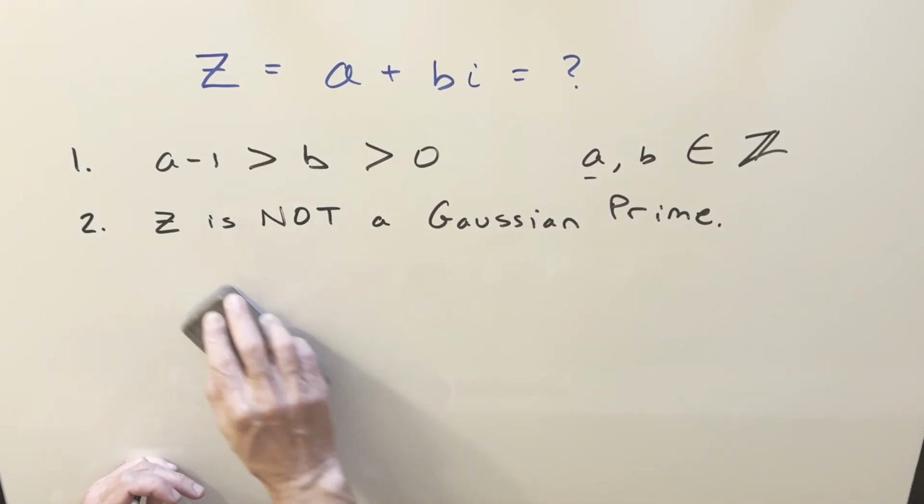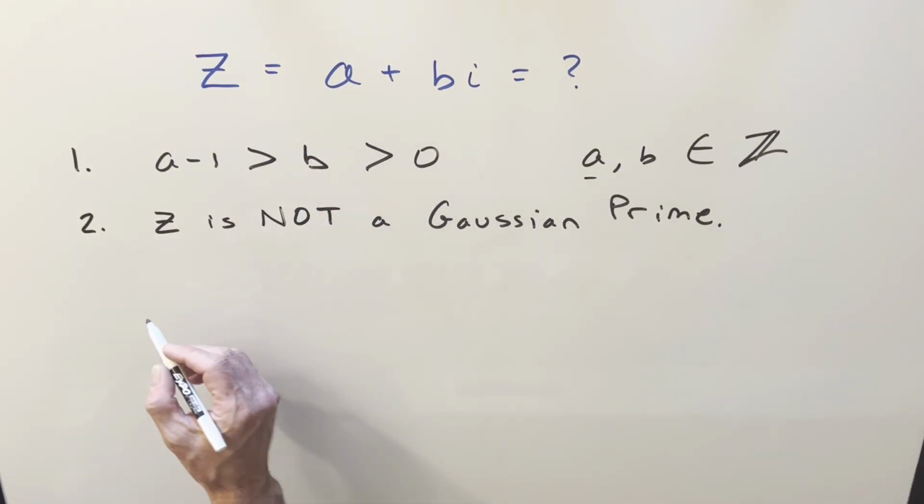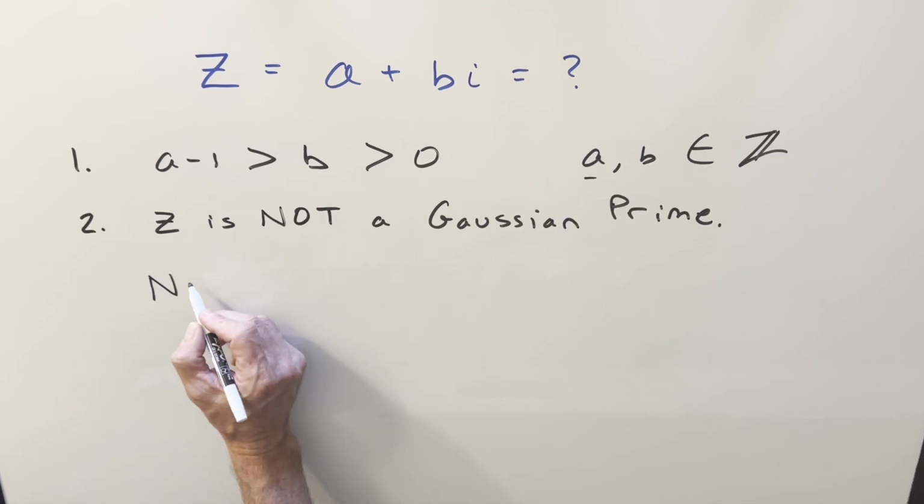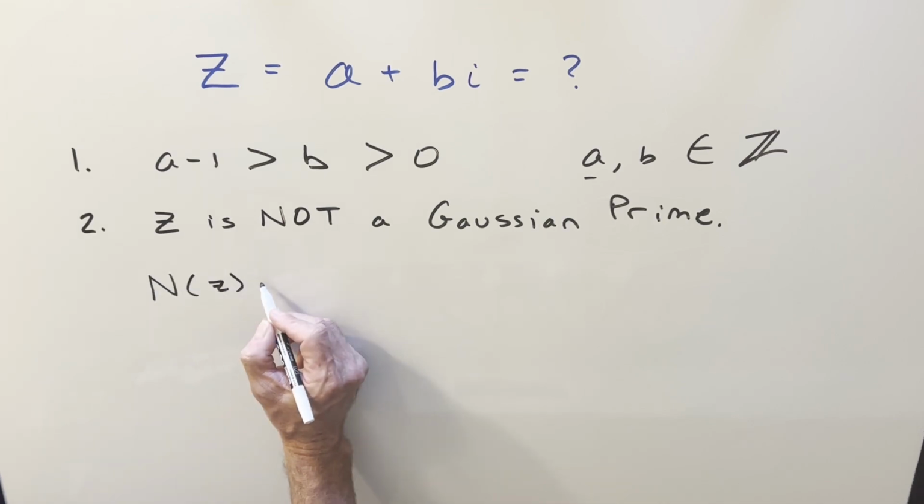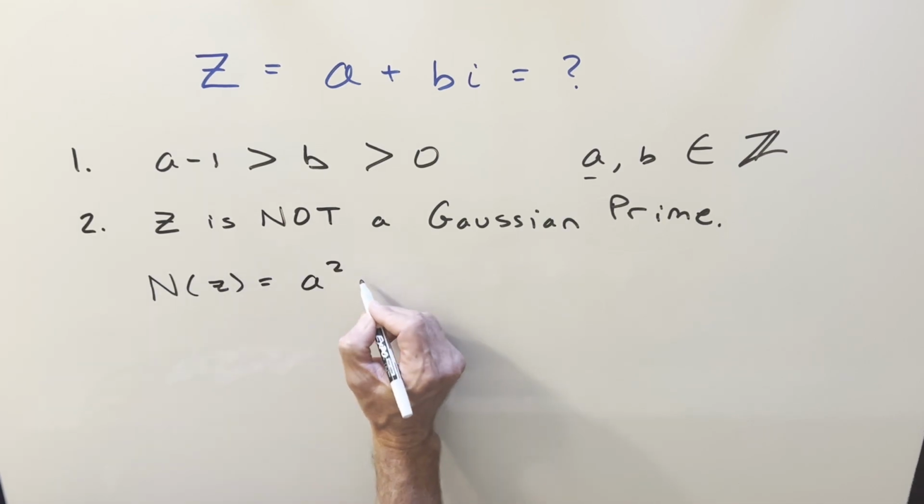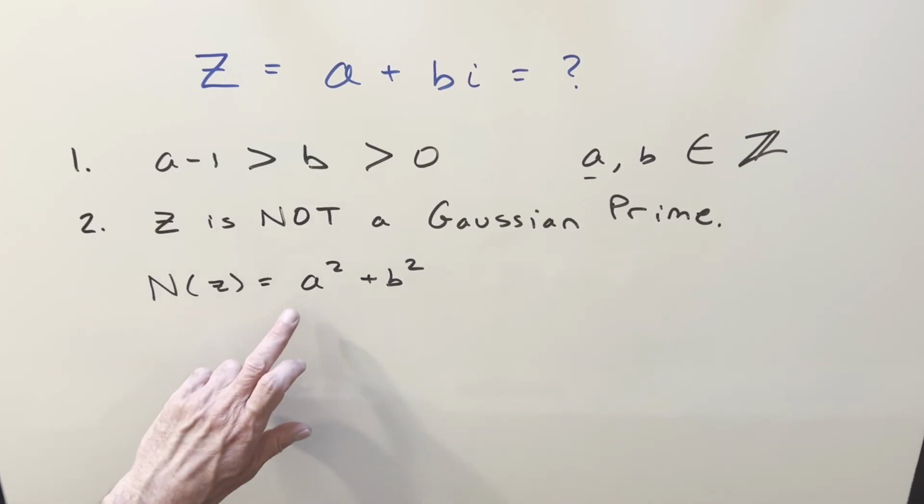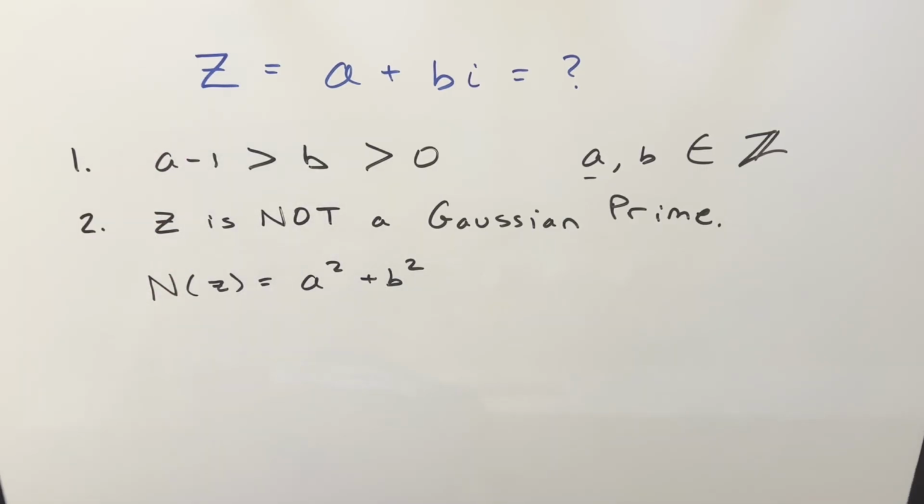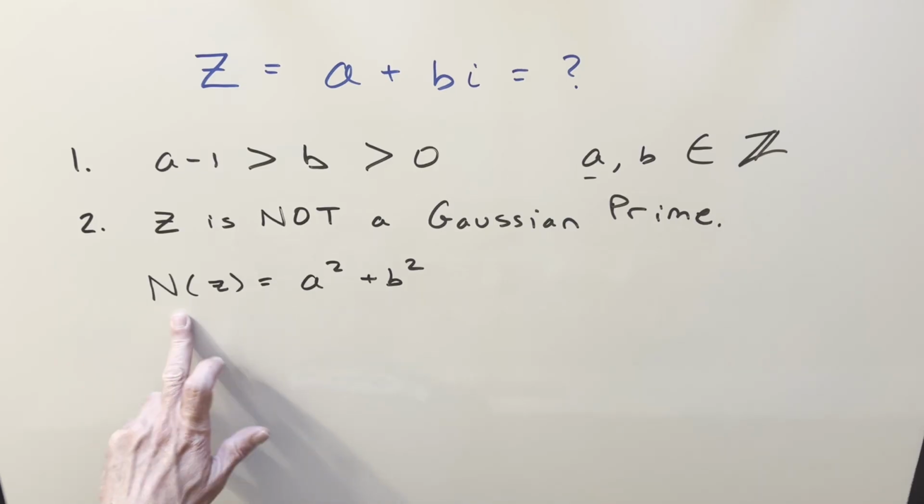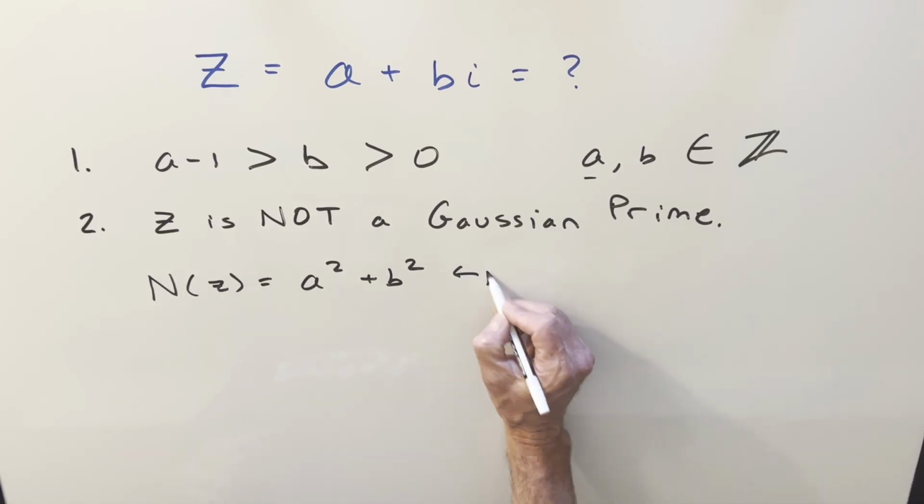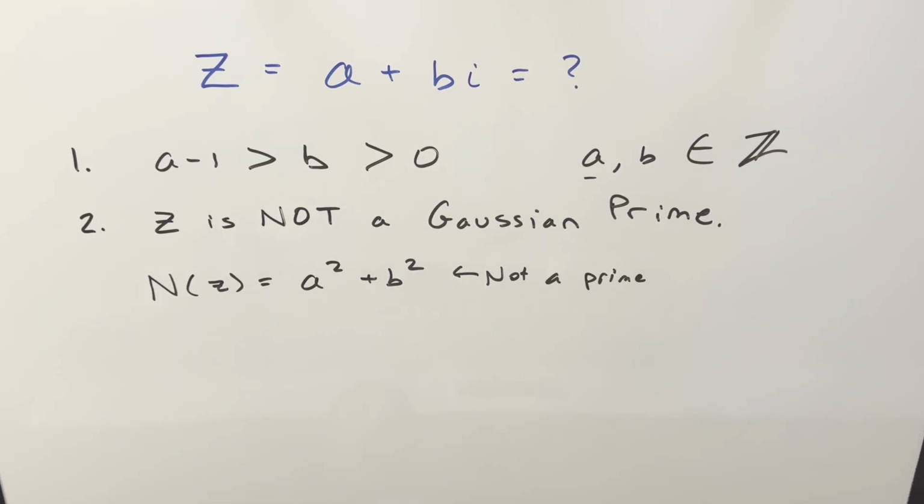So with neither value 0, what we want to look at is the norm of z. And the definition for this is just a squared plus b squared. And then for this, if the norm is prime, then z is going to be a Gaussian prime. And if it's not, then it's not going to be a Gaussian prime. So we know that this norm is going to not be prime. And when I say prime here, I mean prime in the regular integers, not the Gaussian integers.